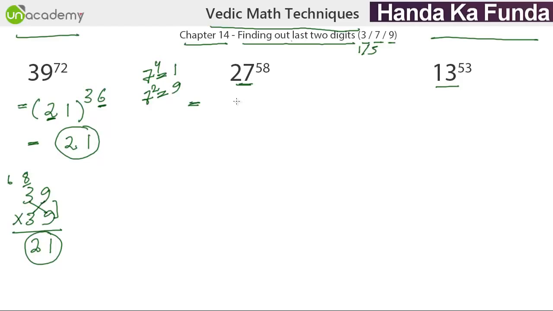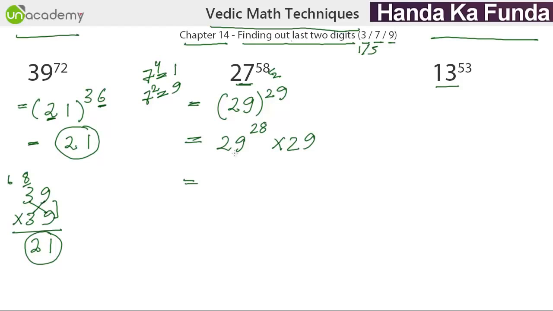What is 27 square? 27 square, I hope you know, is 729. Or I get just 29. I am just bothered with the last two digits. I forget everything else. Power 58 by 2, power will also become 29. Now I can reduce it to something which is ending in 1, but I don't have a power which is even. So I write this as 29 to the power of 28 into 29.